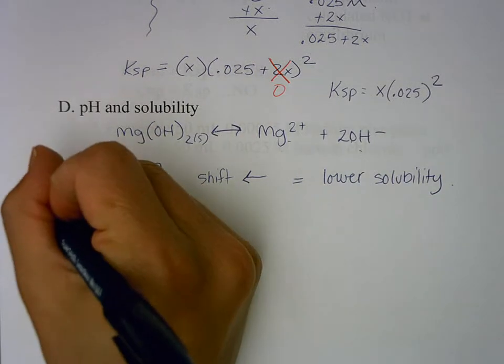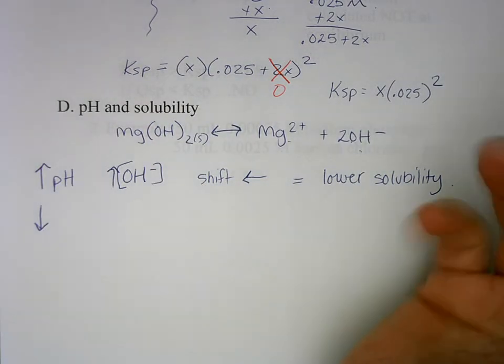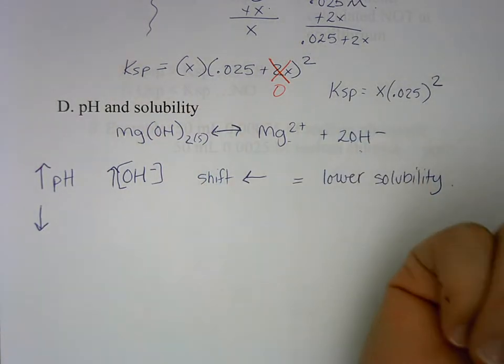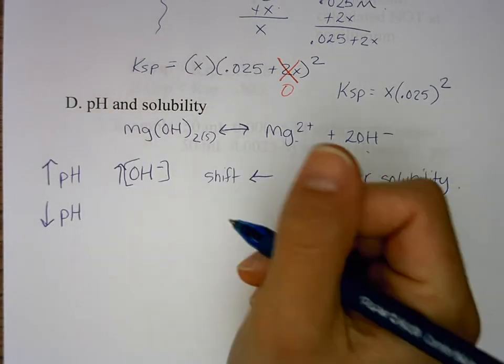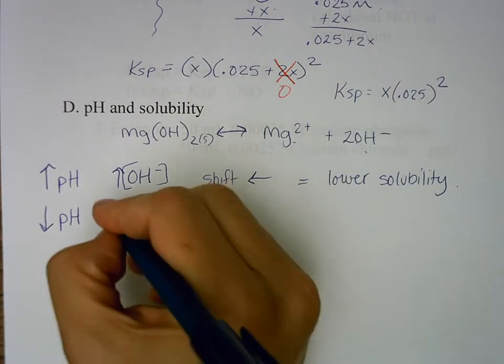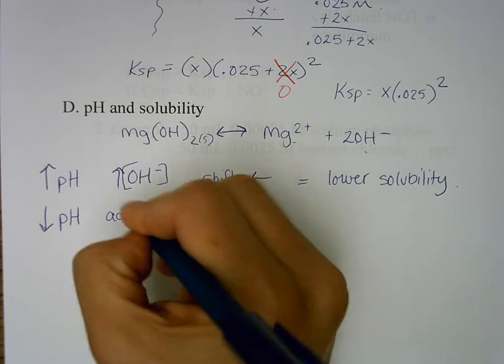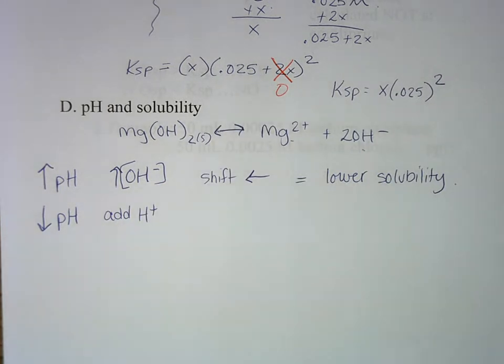If I make this solution more acidic and lower the pH, I'm going to do that by adding hydrogen ions. Like I have my solution of magnesium hydroxide, maybe I throw in some hydrochloric acid. So I have some extra hydrogen ions in there. Those hydrogen ions, what do you think they're going to do with this hydroxide ion over here? They're going to form water.